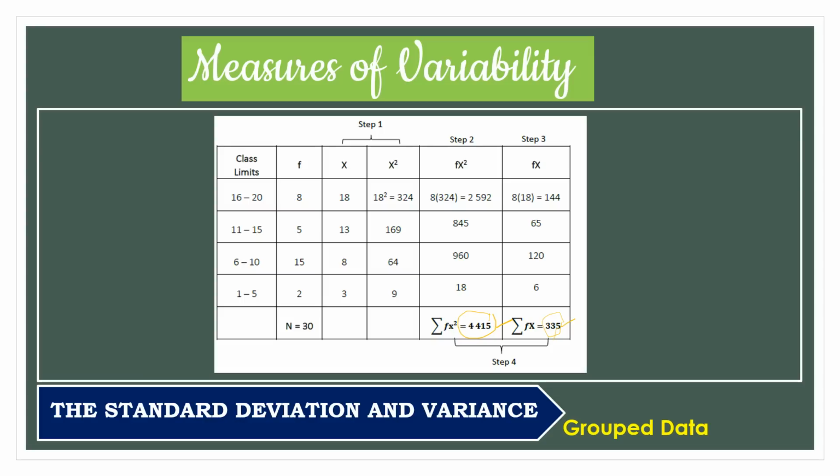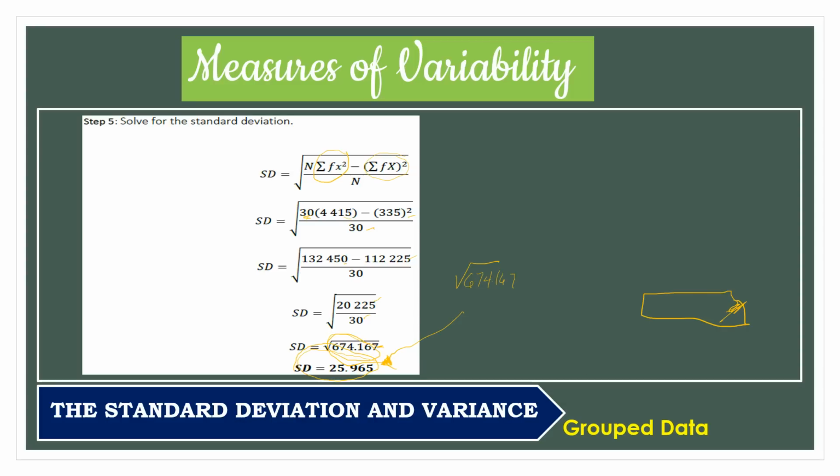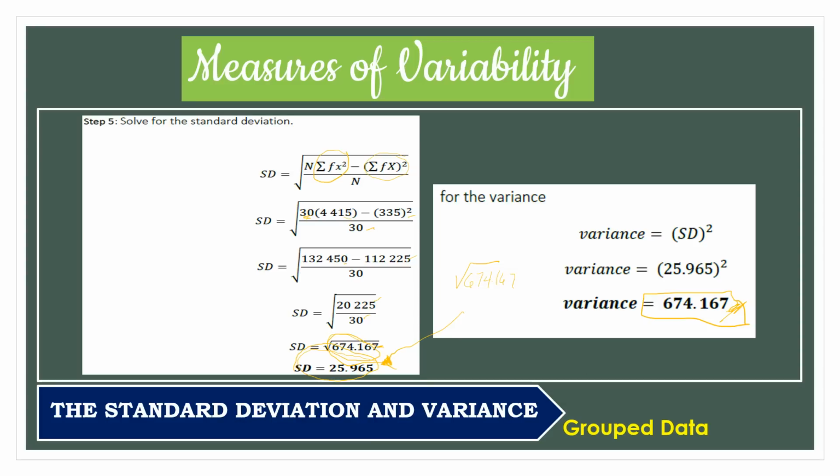Okay, here is again a clearer solution to our example, and we have obtained the same result. We substitute the values that we have obtained in our formula. So the value of n is again 30. The value of the sum of f times x squared is 4,415. And then the sum of f times x is 335. We square that, and then we divide the result by 30.